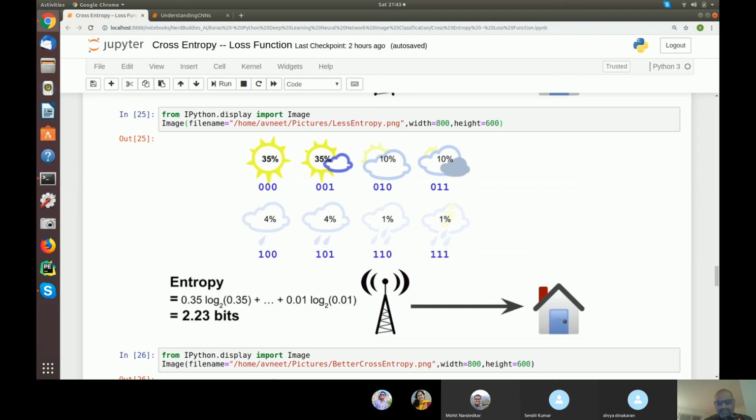Now, why has the uncertainty reduced? Because the first 2 kinds of weather outcomes are much more likely. Previously they were all equally likely, so there was very high uncertainty, but now it seems like there's a weather pattern that the first 2 are much more likely, 70% of the time. So the uncertainty has decreased, hence the entropy has also decreased, but we are still transmitting the information with 3 bits. So the cross entropy has remained 3.